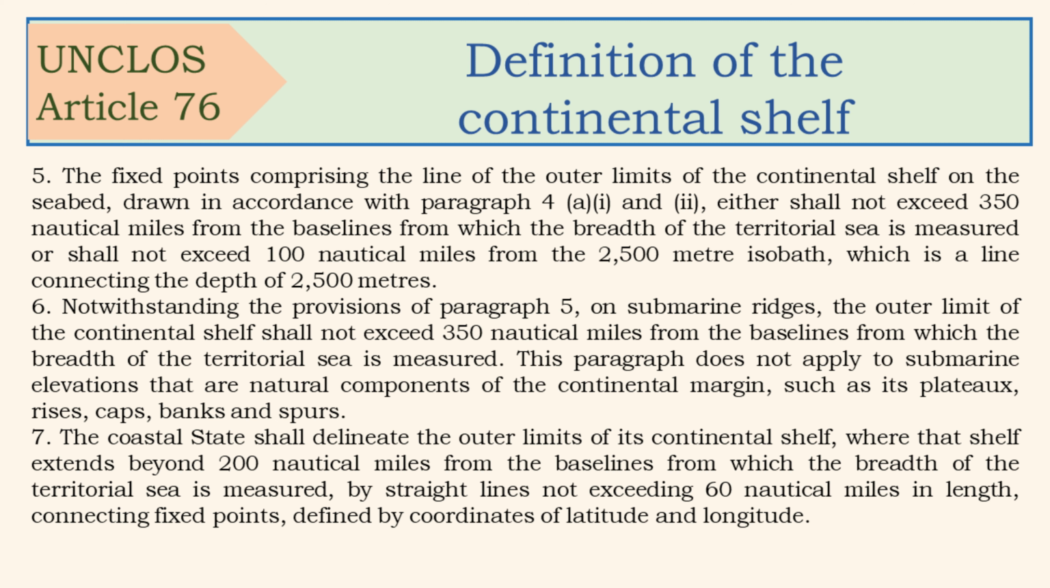7. The coastal state shall delineate the outer limits of its continental shelf, where that shelf extends beyond 200 nautical miles from the baselines from which the breadth of the territorial sea is measured, by straight lines not exceeding 60 nautical miles in length, connecting fixed points, defined by coordinates of latitude and longitude.